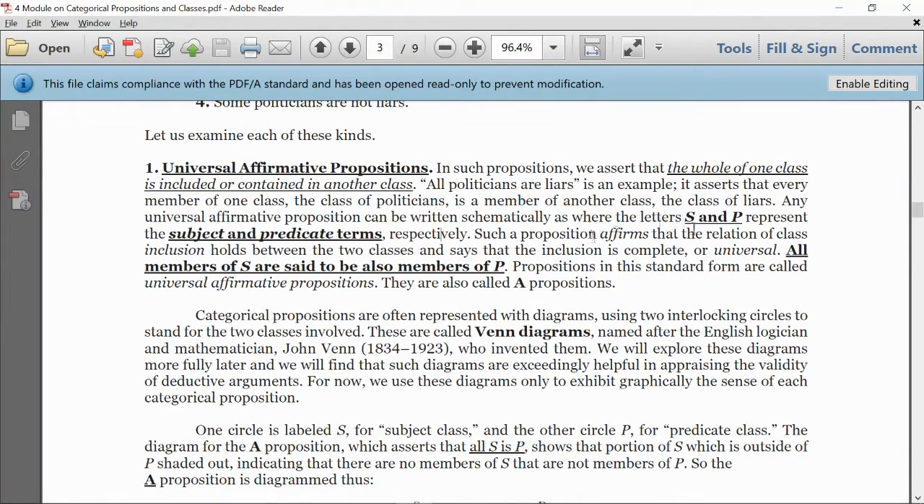So such a proposition affirms that the relation of class inclusion holds between the two classes and says that the inclusion is complete or universal. In other words, all members of S are said to be also members of P. Propositions in this standard form are called universal affirmative propositions, and they are also termed A propositions.